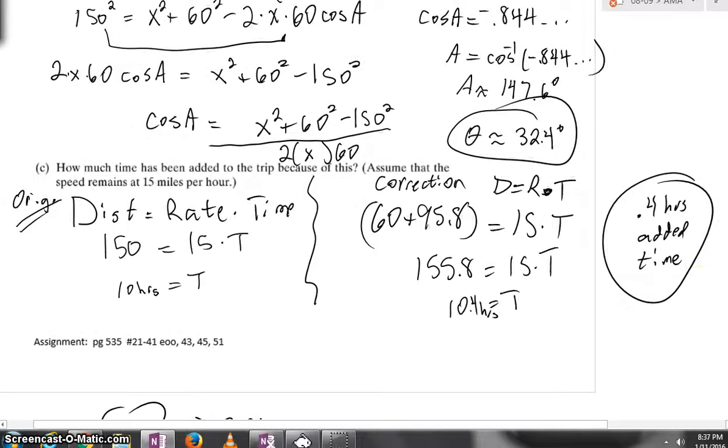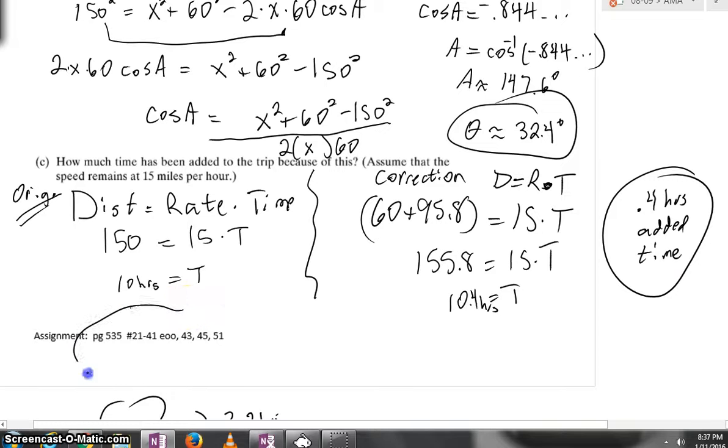Okay, so the homework's going to be right here on page 535, 21 through 41 every other odd, and then 43, 45, and 51.